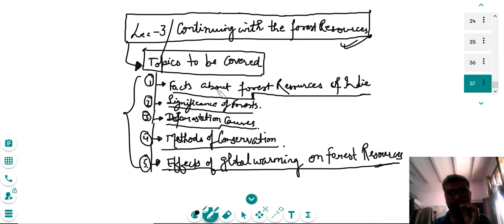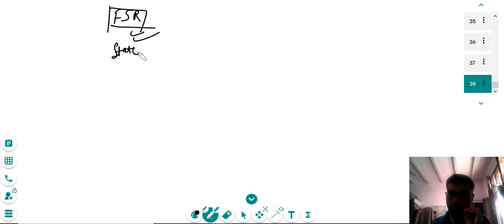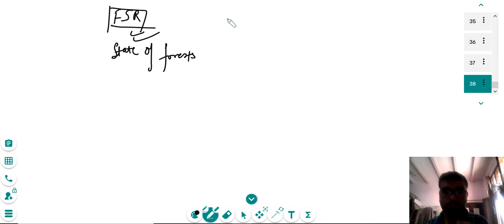The first topic is the facts. Some facts we will cover about the forest resources of India, right? So first of all we will discuss the FSR, the Forest Survey Report, the State of Forest Report, right? The fact that we will cover is about the State of Forests Report. So State of Forests Report 2017 we will discuss.